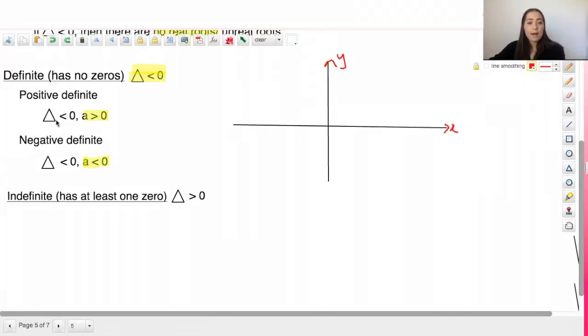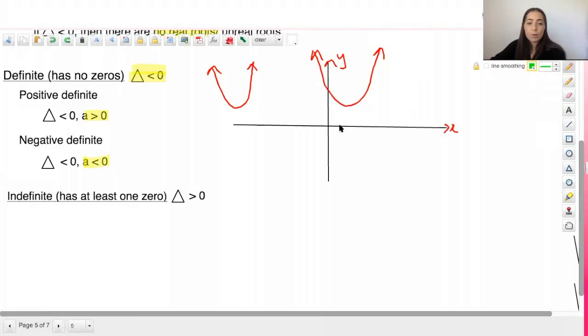Okay, so let's consider a positive definite. We know that it has no x-intercepts, and we know that a is positive, which means it could look something like this, or it could look something like this. So basically it exists above the x-axis because it doesn't intercept the x-axis, and it's concave up because the coefficient of x squared is positive. And then you move on to a negative definite.